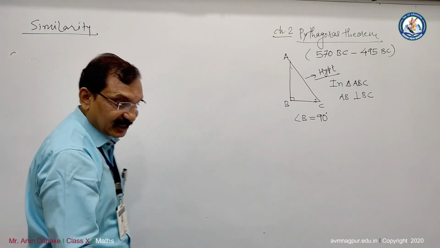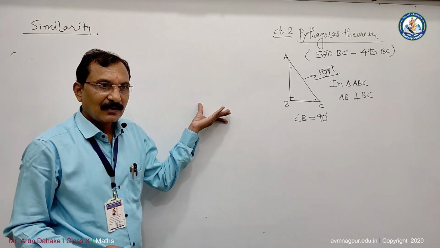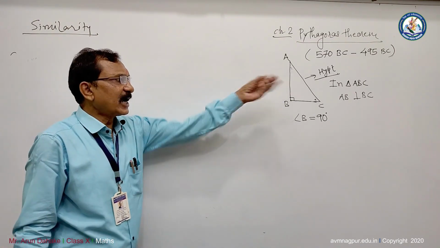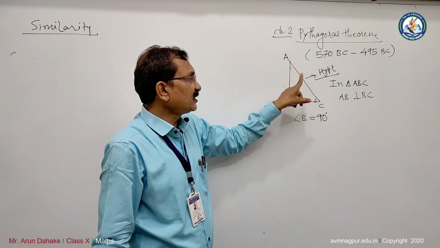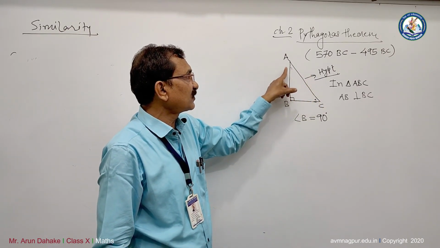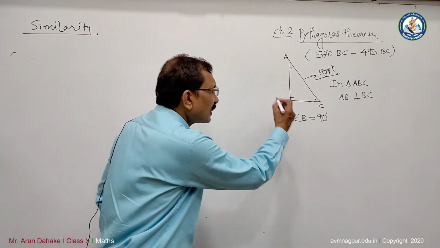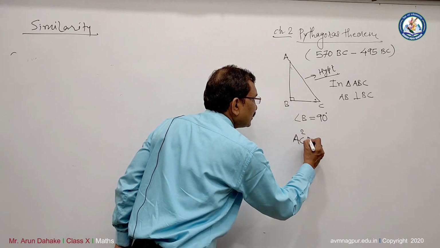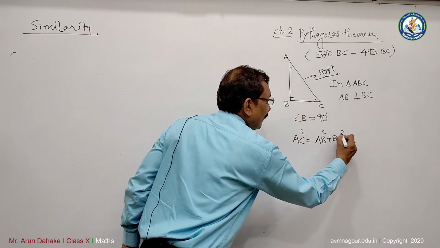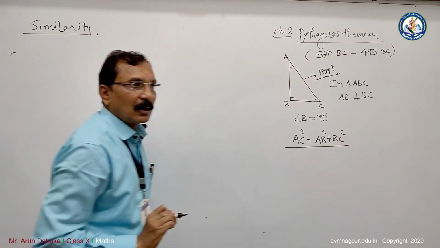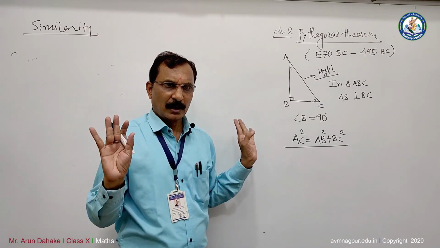We know the statement of the Pythagoras theorem from 9th standard. What is that statement? In a right angle triangle, the hypotenuse square is equal to the sum of the squares of the remaining two sides, the perpendicular sides. AC square is equal to AB square plus BC square. So Pythagoras is a very well-known theorem.